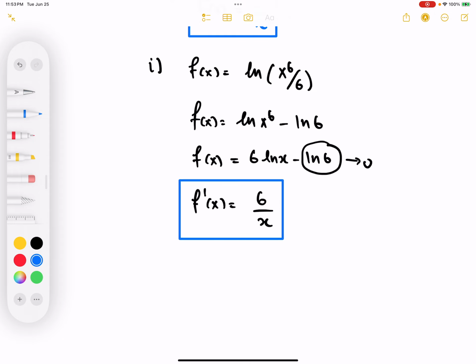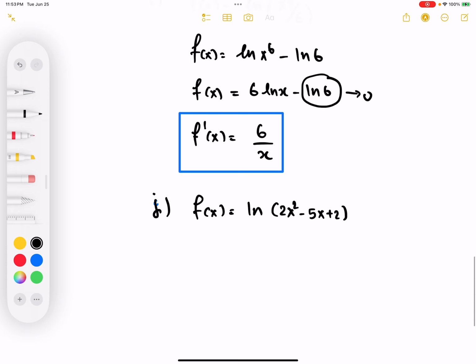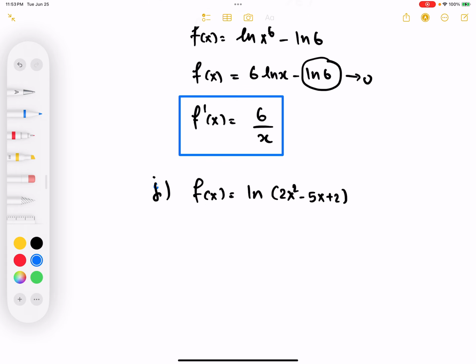One more. Right, let's see. f of x is equal to ln of 2x squared minus 5x plus 2. Remember, the inner function is this one. We call it the inner function.